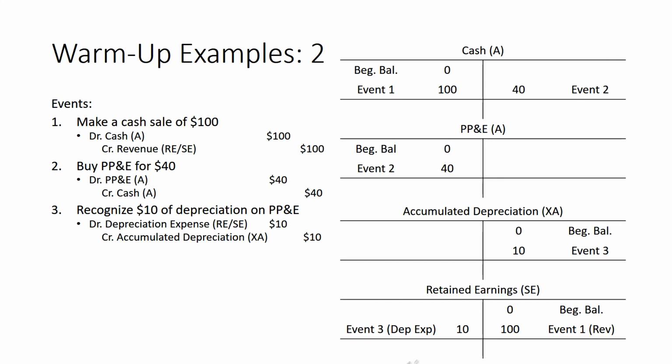In our T-charts, we can find the ending balances after all three events have been recognized. The ending balance for cash is $60. The ending balance for PP&E is $40. The ending balance for accumulated depreciation is $10. And the ending balance for the permanent retained earnings account is $90, arising from $100 due to revenue and $10 due to the depreciation expense.